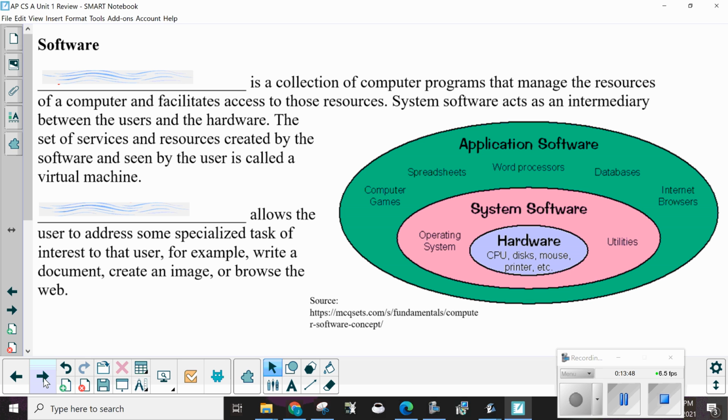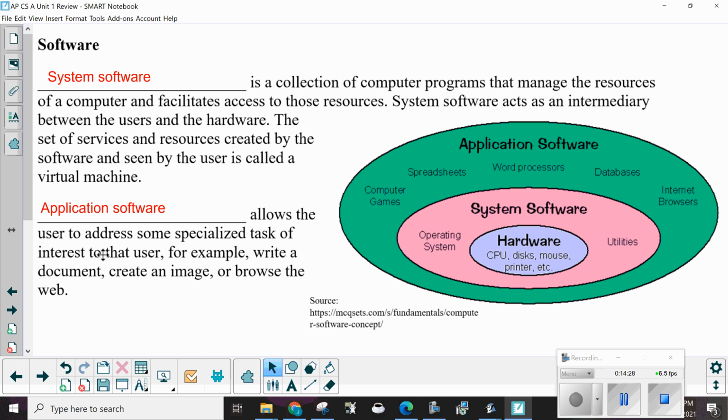Now, we have the hardware: physical, touch it. The software. Well, with the software, we first have system software. This is a collection of computer programs that manage the resources of a computer and facilitate access to those resources. System software often acts as an intermediary between the users and the hardware. The set of services and resources created by the software and seen by the users is called a virtual machine, or VM. Okay, some examples are your operating system, different utilities, print utilities, things like that.